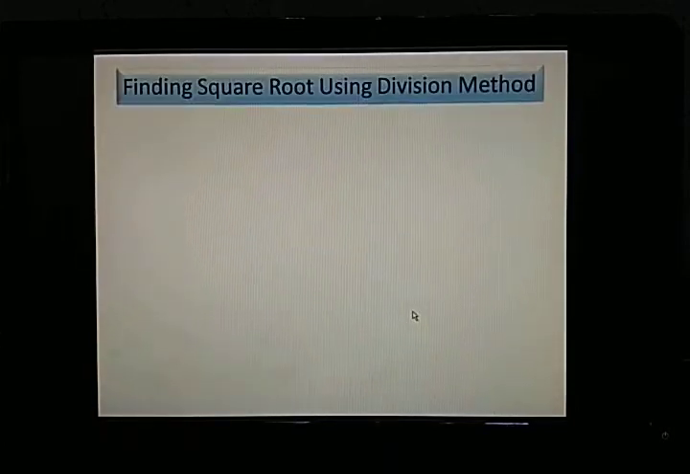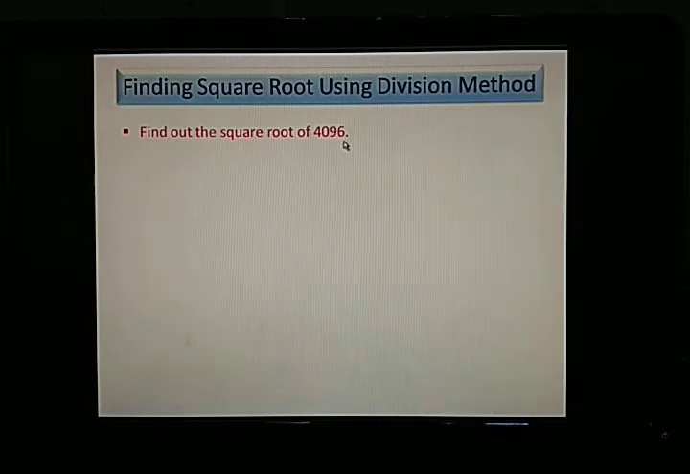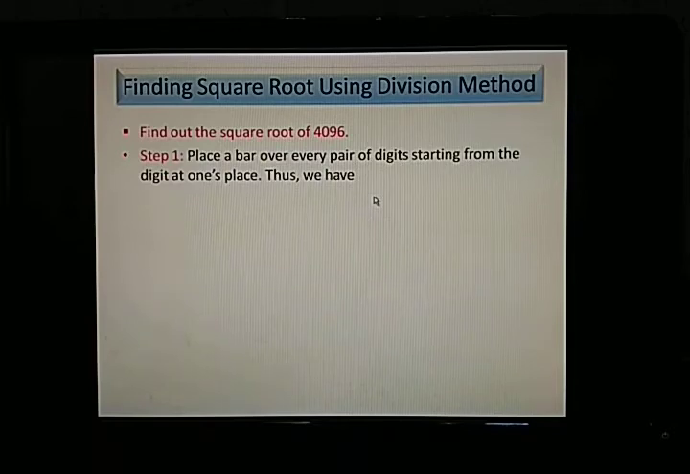Now next, moving on to another case, 4096. Here, since 96 is an even number, we need to do the same thing: we'll place the bar over 96 as well as over 40. Now why have we placed it over 40? Because here 96 is an even number, so we'll place it over the next 2 digits on the leftmost side.